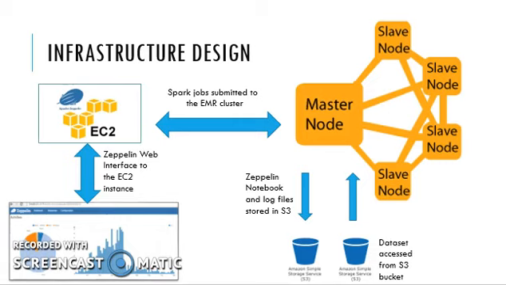This block diagram shows the architecture that is proposed. Here we can see the web interface that is connected to the EC2 instance running the Zeppelin application. This application sends the Spark jobs to this EMR cluster, and this cluster has access to some S3 buckets that hold the data and also store the notebook in a JSON format.